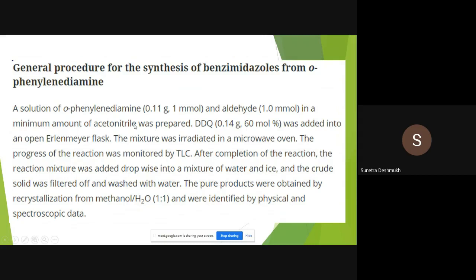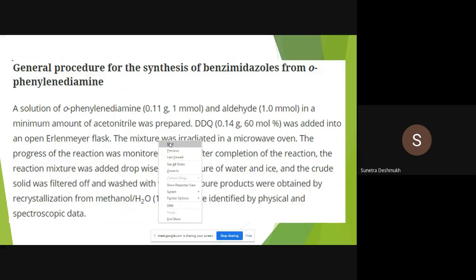After the microwave oven, the progress of the reaction is monitored by TLC. Once you finalize that your reaction is completed on TLC, you can pour this mixture, or add it dropwise, into a mixture of ice and water. You will get your product in the form of a precipitate. Filter that and you will obtain your precipitate. You can recrystallize it from an ethanol-water 1:1 solution, and go for the melting point, TLC and everything.